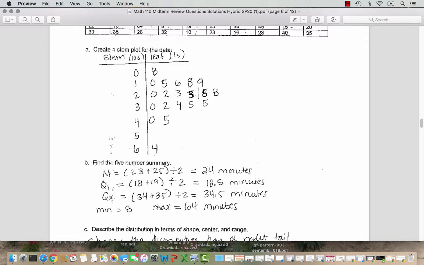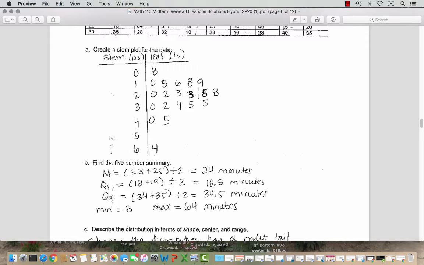Now we want to find the first quartile. So for the bottom 10 numbers, the halfway point is going to be between the 5th and the 6th number. So I am going to count out from the low end and find the 5th and 6th values. Again, we have an even data set, so that's going to be between 18 and 19. So I add up 18 and 19, divide by 2 to get 18.5 minutes as my first quartile.